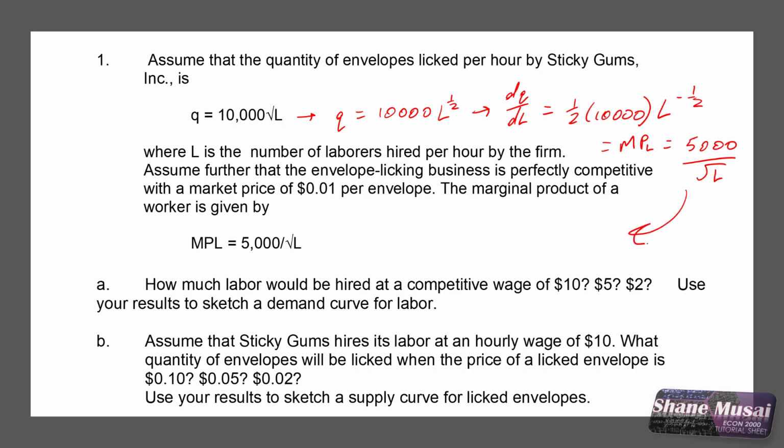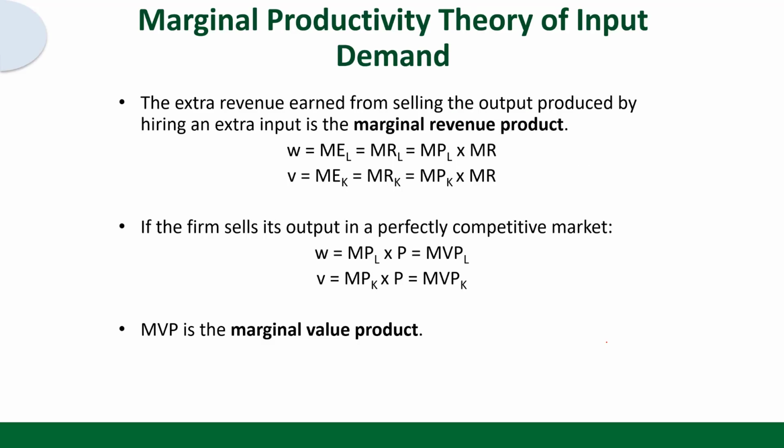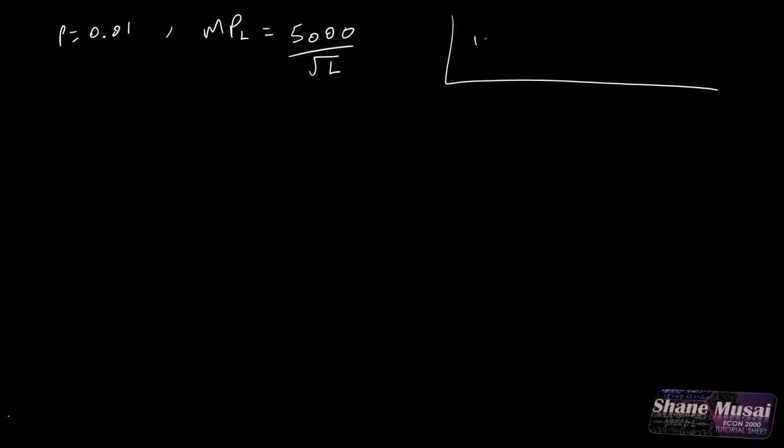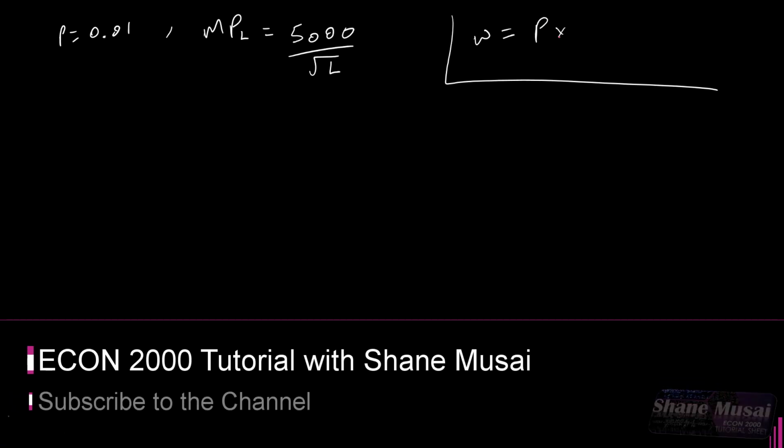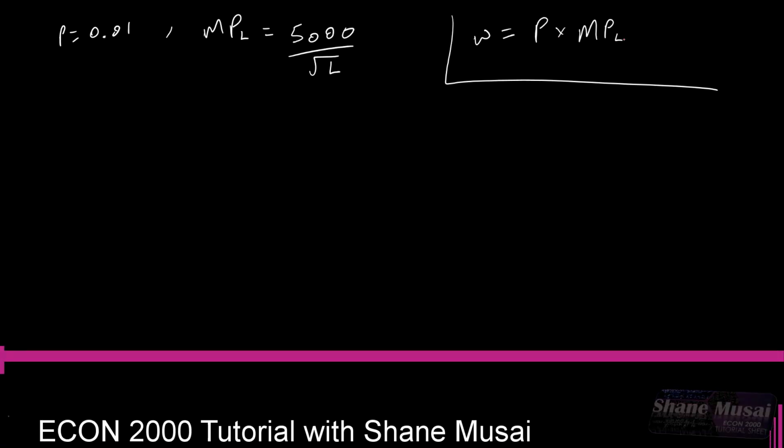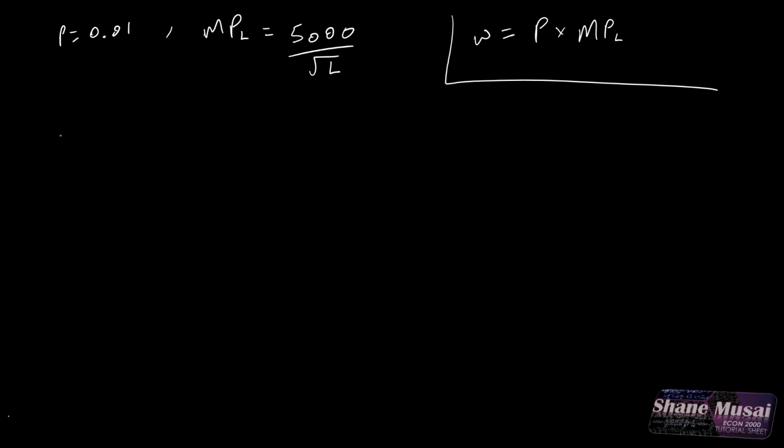But anyway, part A of the question says, how much labor would be hired at a competitive wage of $10, $5, or $2? Use your results to sketch a demand curve for labor. So let's do that. From the slides, we would remember that for profit maximization, the firm would operate where the wage is equal to the price times the MPL, which is your marginal value product of labor. So very important, the wage must equal the price times the MPL. Let's consider the different cases.